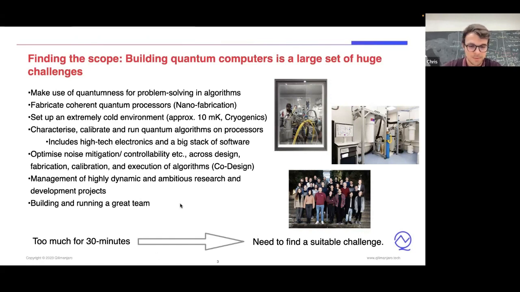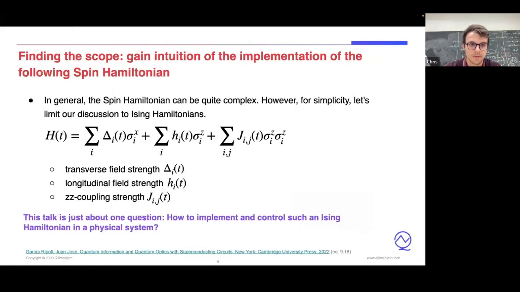So to really reach any meaningful degree of detail, any sensible insight I can explain to you, I want to find a little challenge, a little question we can answer in 30 minutes. And the question I want to answer is basically how to implement this Ising Hamiltonian you can see here, which you already saw in Andres' presentation.